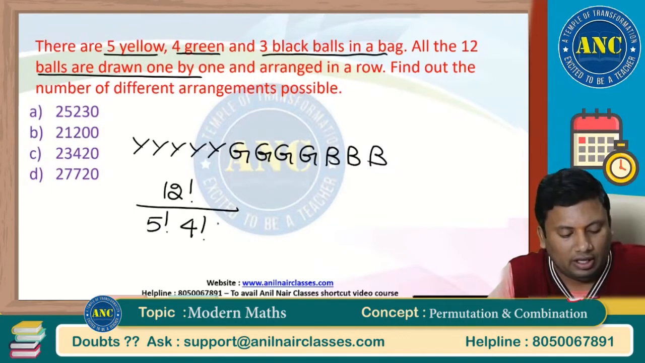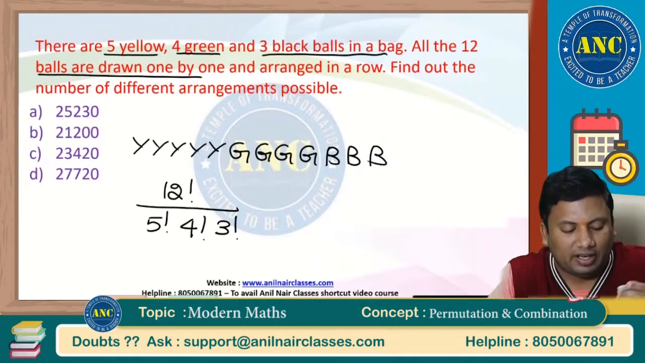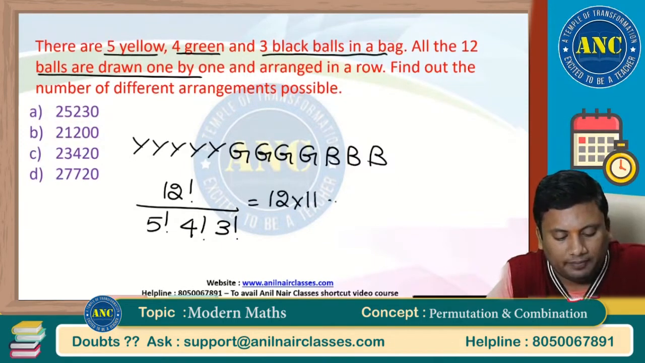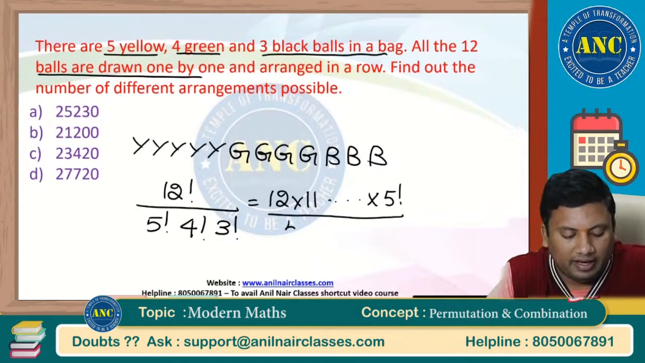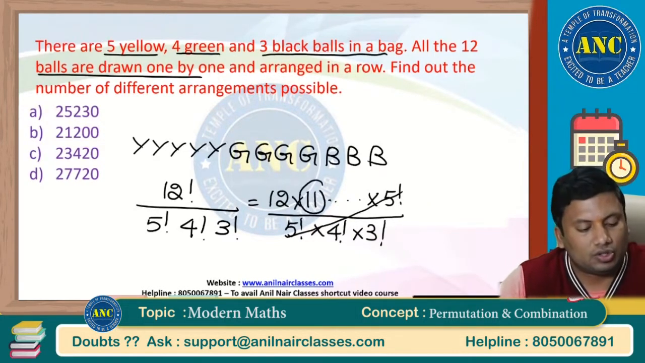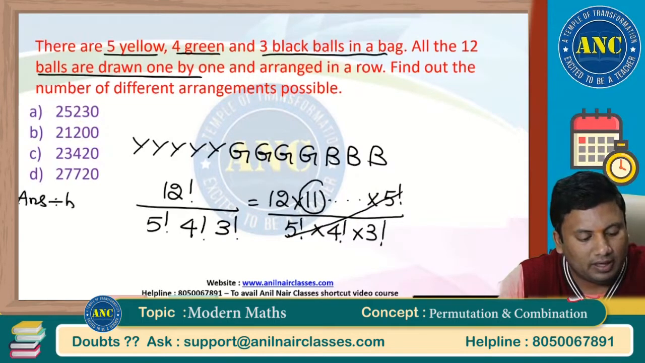4 factorial, 3 factorial. This is nothing but 12 into 11 into 10, and so on up to 5 factorial, divided by 5 factorial into 4 factorial into 3 factorial. The answer contains 11, so the answer should be divisible by 11.